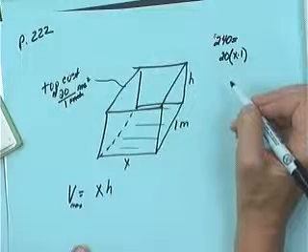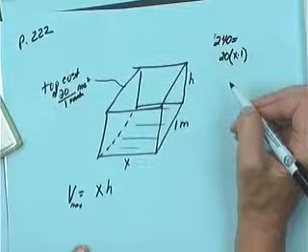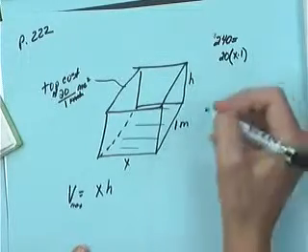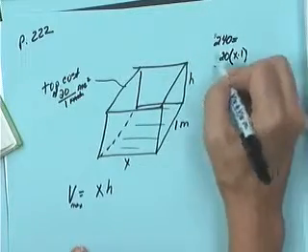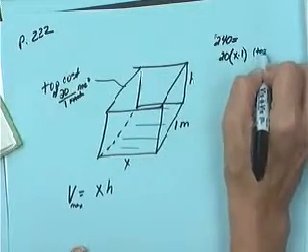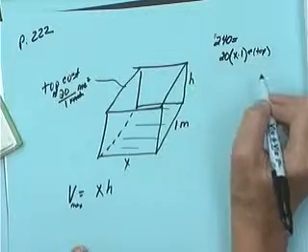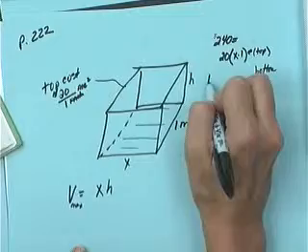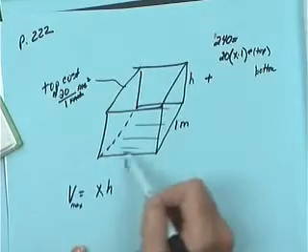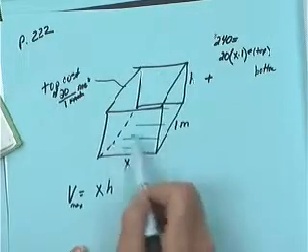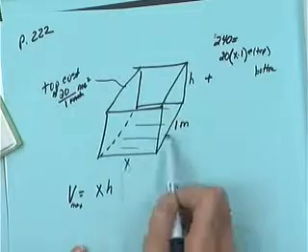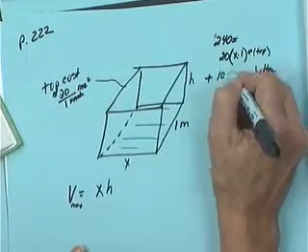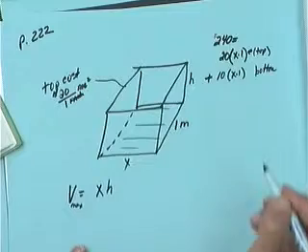Okay, the material for the sides and bottoms now costs $10 per square meter. So everything else is going to be 10. Okay, so this is the cost for the top. And now let's get the cost for the bottom. We're just going to add all these things together. All right, the bottom costs $10 per square meter, so I have X times 1, so we got 10 times X times 1 for the bottom.